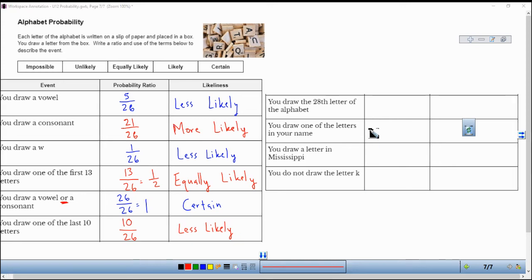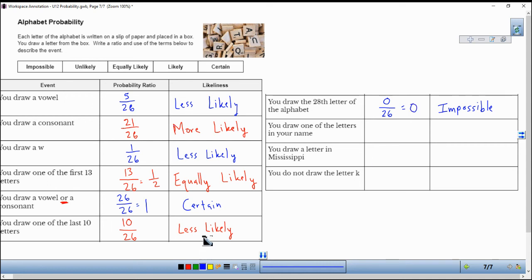All right. You draw or pull out the 28th letter of the alphabet. Well, in the alphabet we use, there are only 26 letters, so it would be impossible to pull out the 28th letter, because out of the 26 letters, 0 of them are the 28th letter of the alphabet. So 0 out of 26, and we'd say that is impossible. That's impossible. 0, this is 0% or 0.